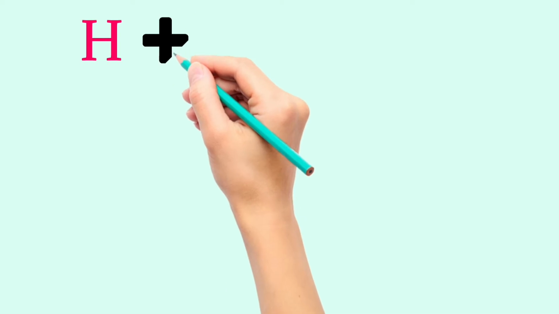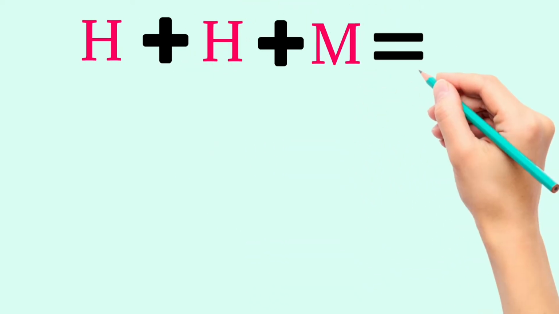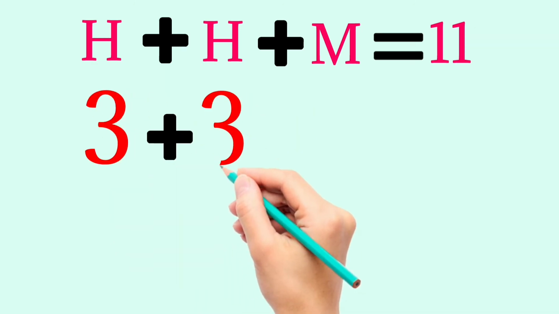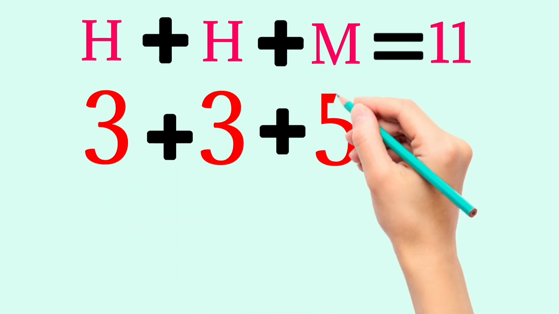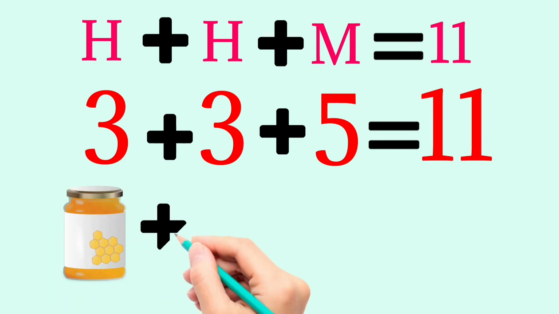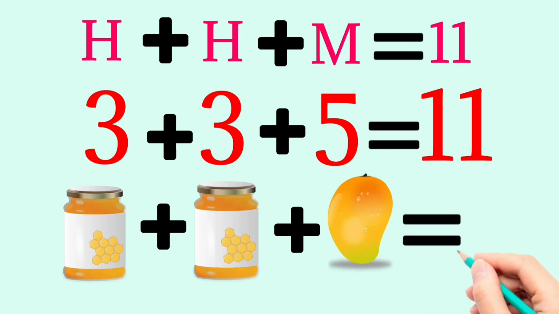So let's check our statement. Honey plus mango is equal to 11. Honey we have is 3 plus 3 plus mango we have is 5 is equal to 11. So 3 plus 3 will give us 6, and 6 plus 5 will give us 11. That means our statement is correct.